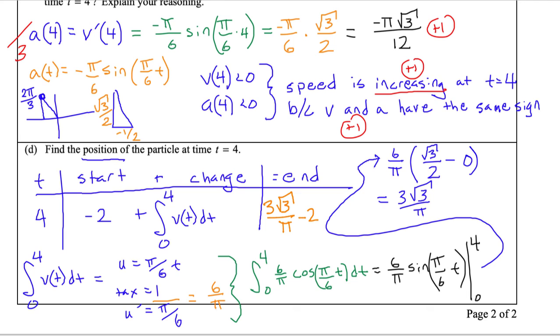All right, there were 3 points to get for this one, adding up to 9, right? Out of 3 points, you need 1 for finding the antiderivative. So if you got to this step right here, you got a point, plus 1. You get 1 point if you wrote down -2 anywhere on your paper using the initial condition, and you get 1 point for getting this final answer right here of 3 square root of 3 over pi minus 2. All right, count up your points.